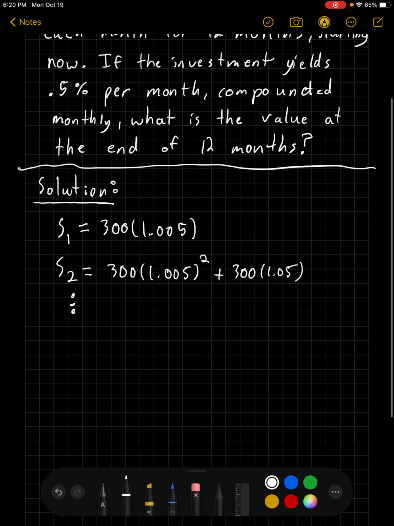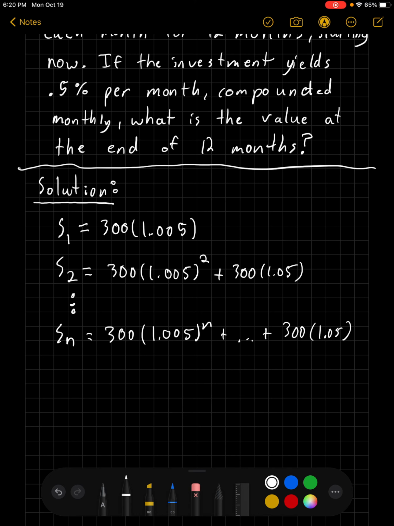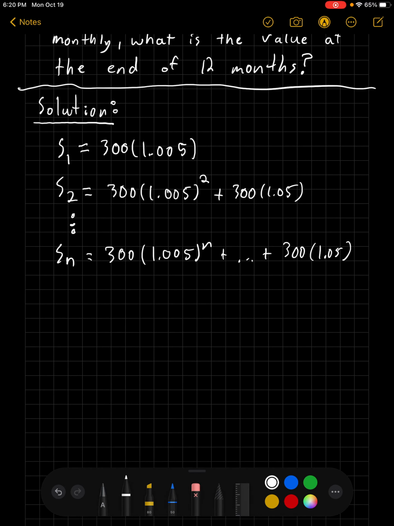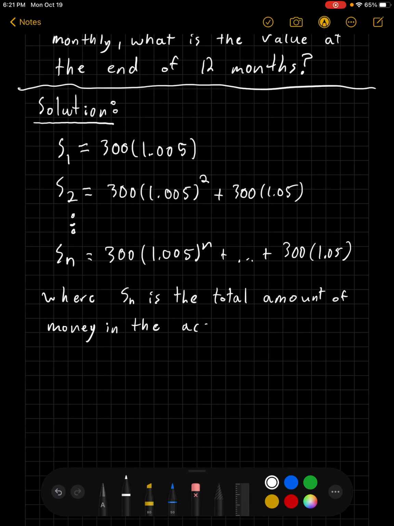And this continues to the nth month. So this will be equal to 300 times 1.005 to the n, all the way down to 300 times 1.005. Now, we're going to define Sn as the total amount of money in the account at the end of n months.